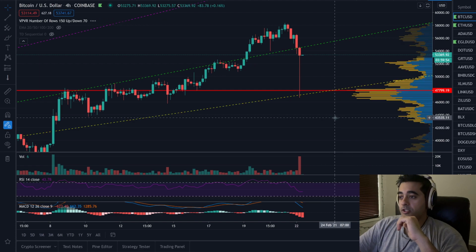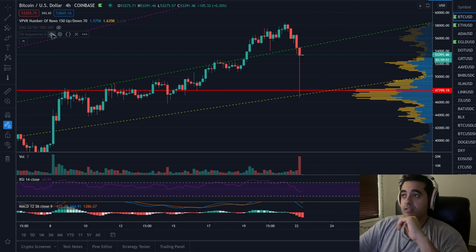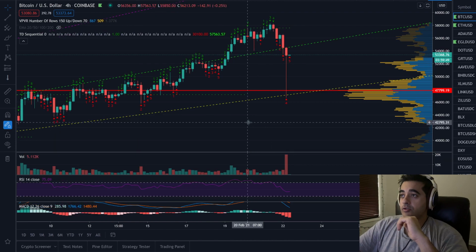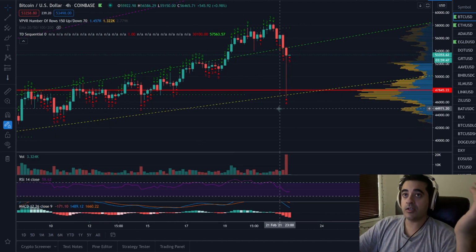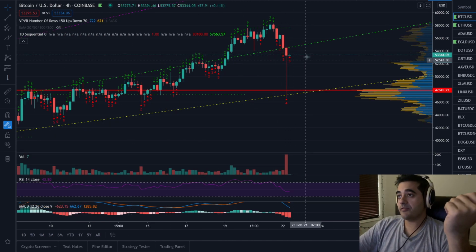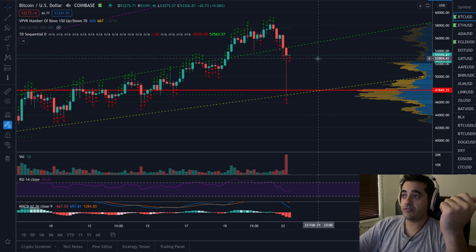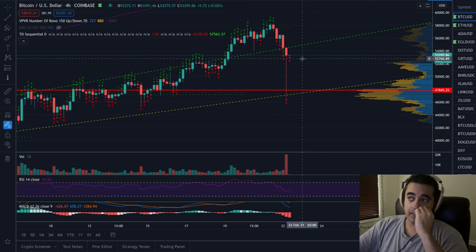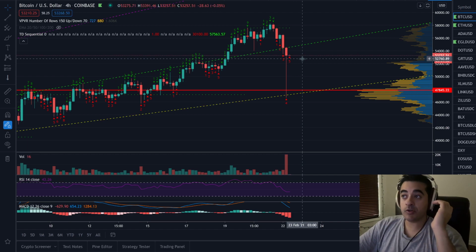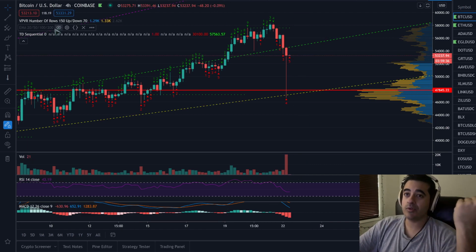So we'll move on from Bitcoin. I think that's pretty much enough for Bitcoin. We can take a very quick look at the TD sequential. The TD sequential is not really doing too much on the 4 hour. It's possible that if it keeps moving down, we could see a 9 flash on the 4 hour in the next 16 hours or so. So sometime in the next 24 hours. So we'll keep an eye on it.